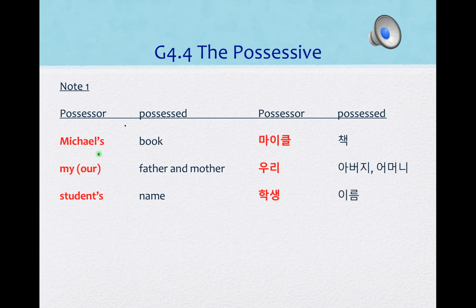So you put the possessor, possessed. My father and mother, student's name. We do the same kind of a thing. Possessor first and then possessed. 마이클 책, 우리 아버지, 어머니, my mother and father, my father and mother, 학생 이름. This is perfectly fine. You don't have to do anything. You just arrange them. Possessor, possessed, possessor, possessed.